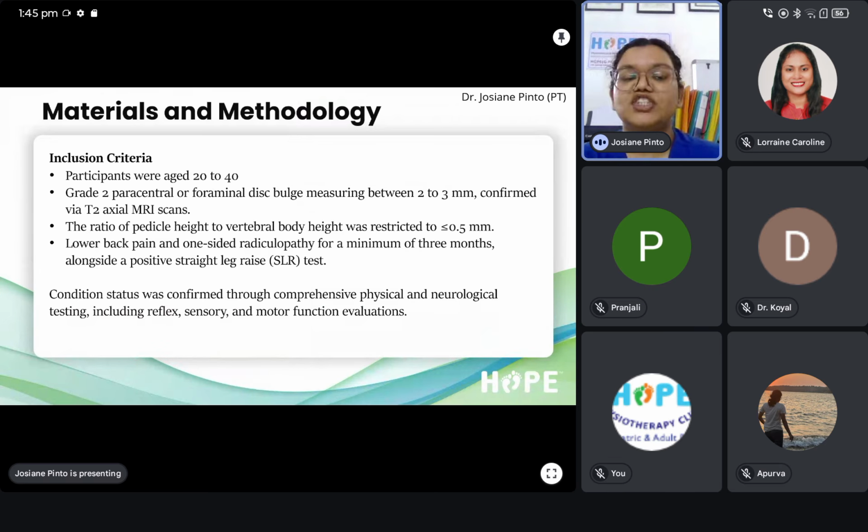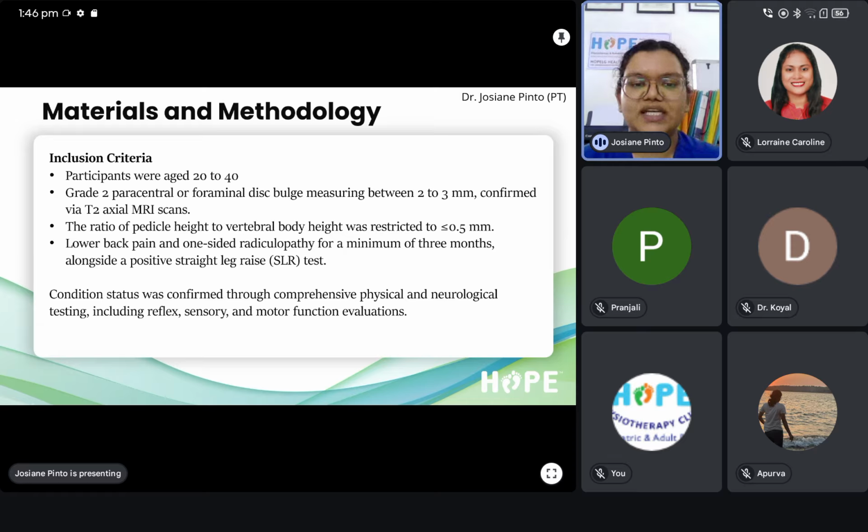Now, the inclusion criteria. Participants were aged 20 to 40. Again, why were individuals above 40 not included? It was because they wanted to exclude individuals who are undergoing the natural degenerative processes due to age, and they wanted it to be purely in this age range because above the age of 40 you start to see degenerative changes. Grade 2 paracentral or foraminal disc bulge measuring between 2 to 3 mm, which was confirmed via MRI scans. The ratio of pedicle height to vertebral body height was restricted to 0.5 mm.